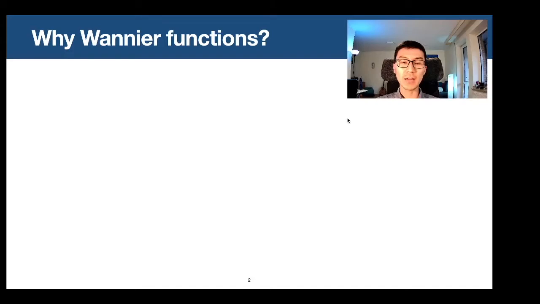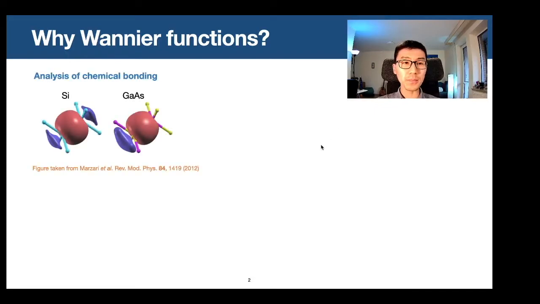I think you already have very strong motivation to learn this technique because you are already watching this video, but let me tell you some examples. We can analyze chemical bonding by using Wannier functions. In this example, they obtain sp3 type Wannier functions for silicon and gallium arsenide, and you can see that in gallium arsenide, the Wannier functions are more asymmetric because of inversion asymmetry in the crystal structure. So in this way, we can get some chemical insights into a solid state system.